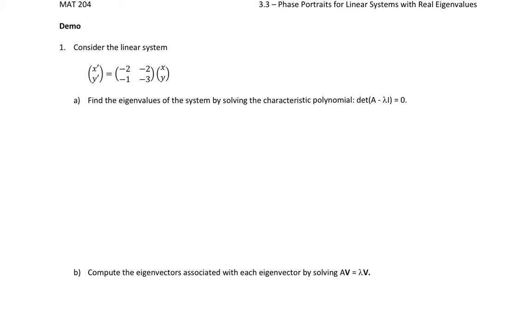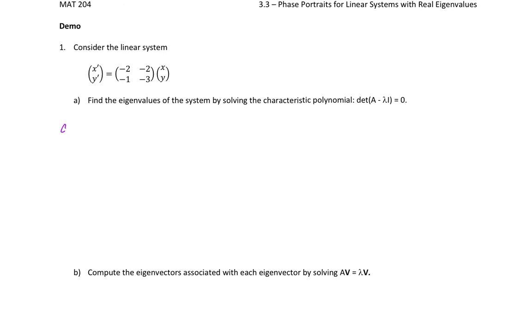This is the demo for section 3.3 for differential equations. Consider the linear system. We have x prime, y prime is equal to the coefficient matrix [-2, -2; -1, -3] times x, y. Find the eigenvalues of the system by solving the characteristic polynomial, the determinant of A minus lambda I equals 0.